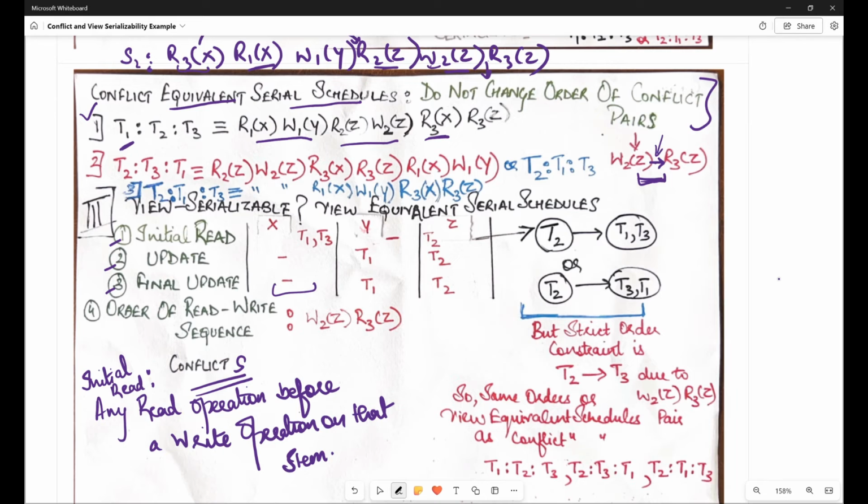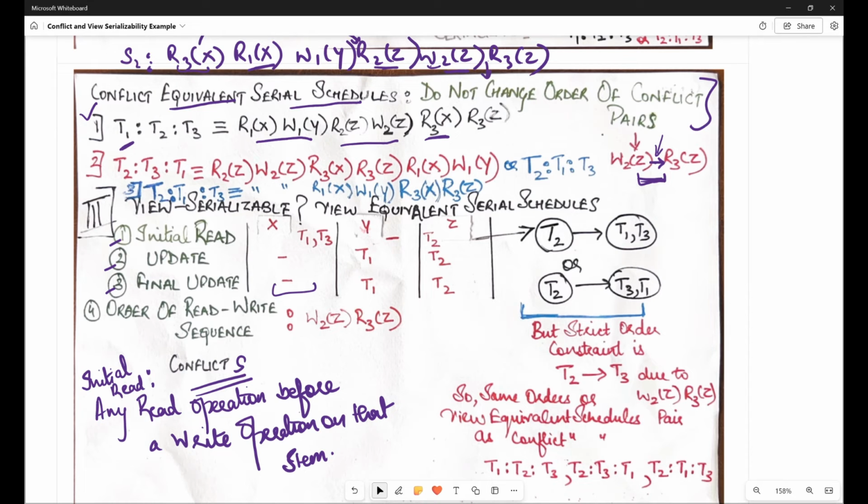Coming to Y now. Y also has a single operation. As you see, there is only one update operation on Y, which is performed by T1. Is any transaction reading Y? No, no transaction is reading it, so there will be no initial read. Therefore I kept it blank. Coming to update, there is a single update operation by T1, and if no other transaction is updating it, this is also the final update. So T1 here.